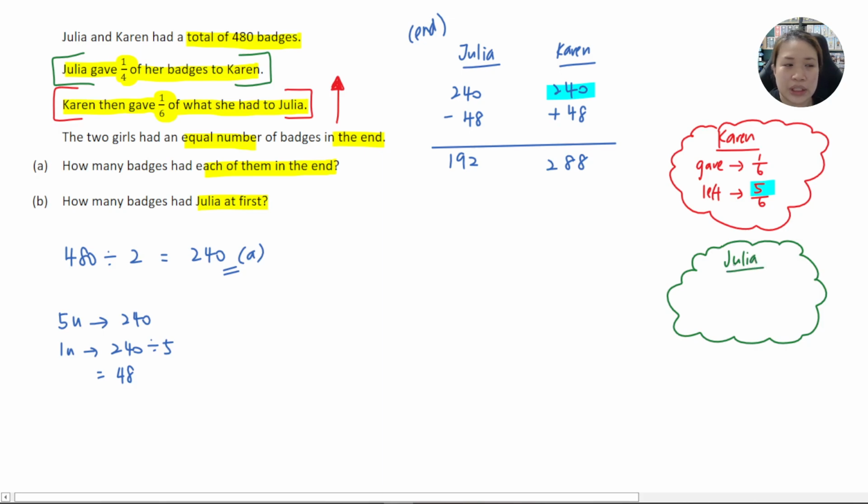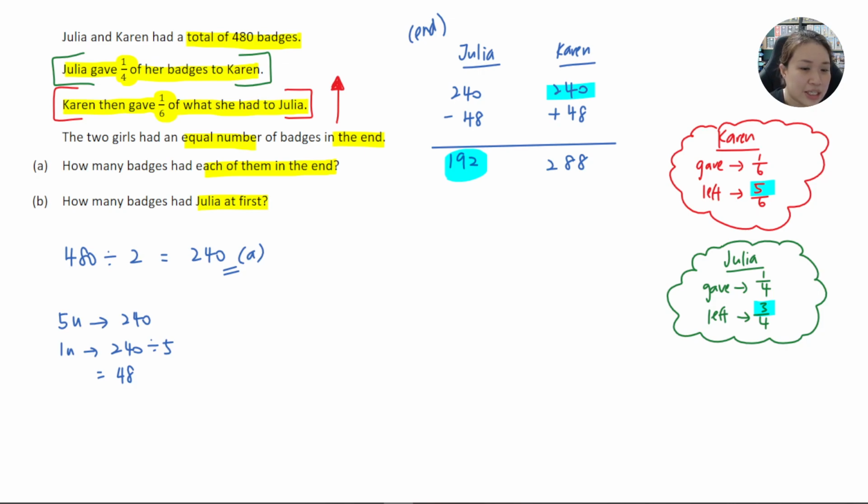So let's think about Julia now. Julia, she gave 1/4 away, right? 1/4 to Karen, which means she was left with 3/4. Julia was left with 3 out of 4. She was left with 3 units. Can you see that that's 192? What Julia had there, 192, is the 3/4 that she had left over after giving 1/4 to Karen.